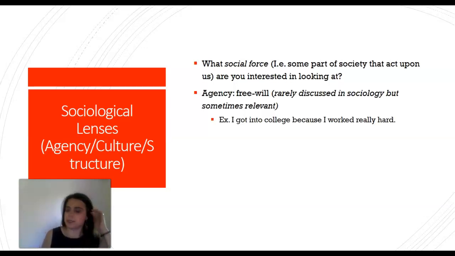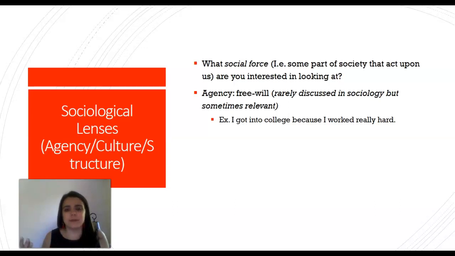So the first is agency. I will say we rarely discuss agency in sociology, but it does come up sometimes. Agency is just a fancy way of saying free will. So one perspective we can take on the social world is that it's a world full of individuals with a sense of agency, who can do what they want and they have choices in how they act. We rarely discuss this in sociology because we're more interested in how our lives are determined by social forces. But it is relevant sometimes.